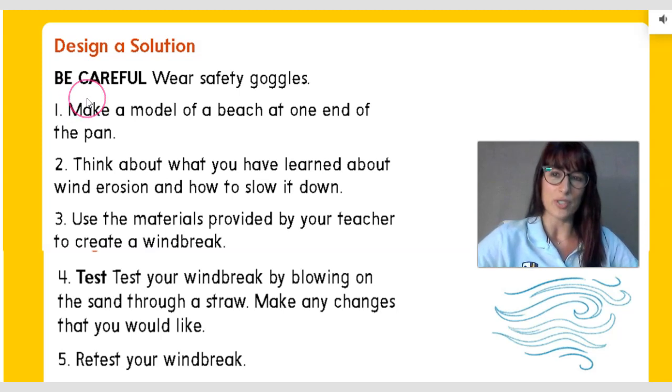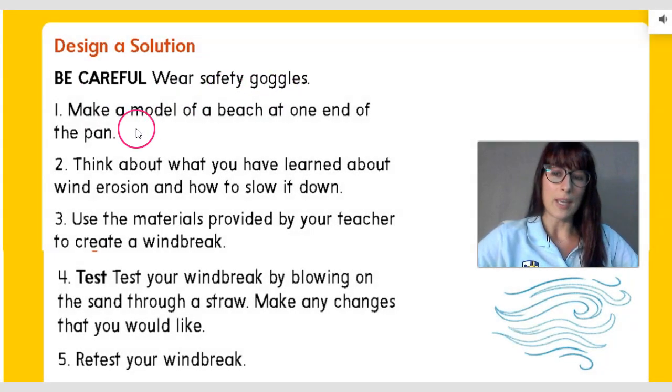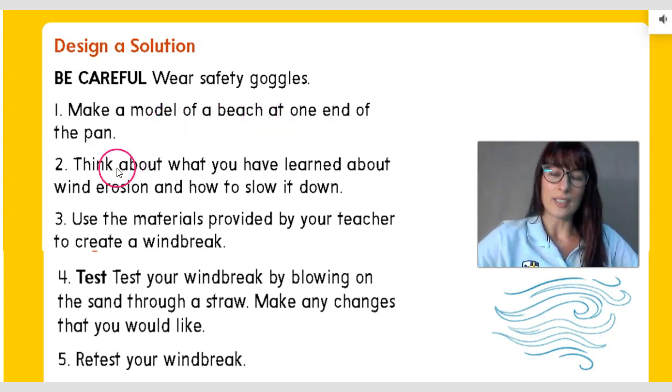Okay, what is the procedure? Now you have to be careful. They're reminding you to wear your safety goggles. You're going to make a model of a beach using your aluminum pan and your sand. And then you're going to think about what you have learned about wind erosion and how to slow it down. So you're going to think about all that I mentioned in this video, or if you need to, you can always go back to the other videos that you have for science just to really prepare for this project.